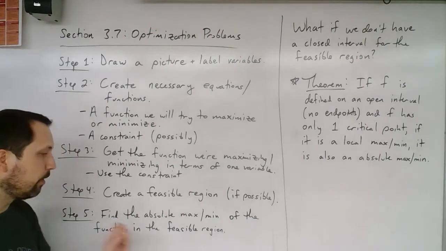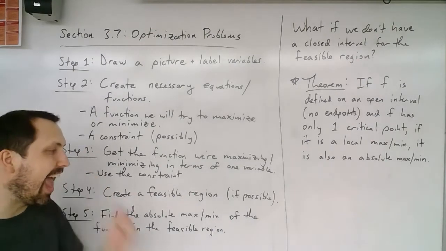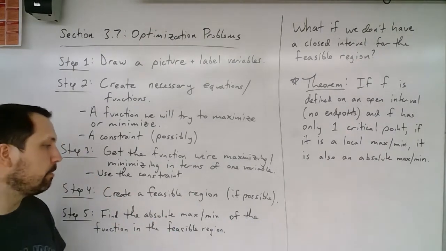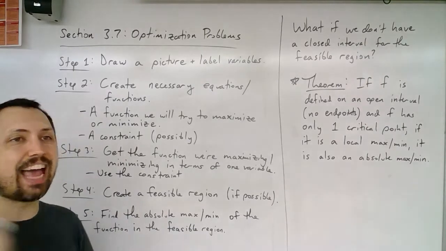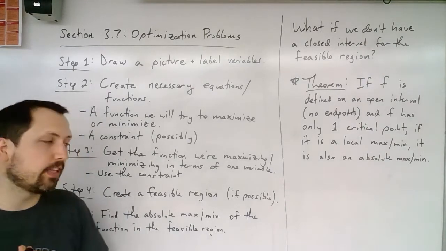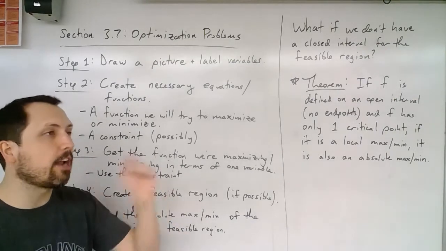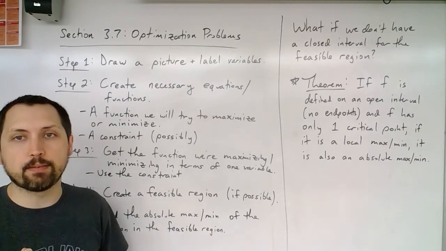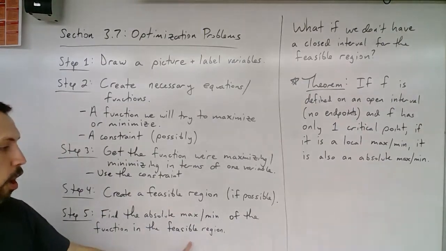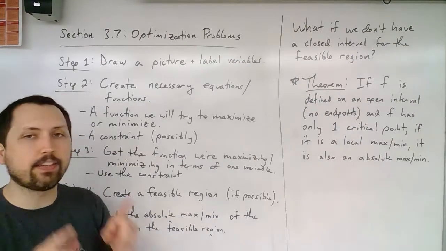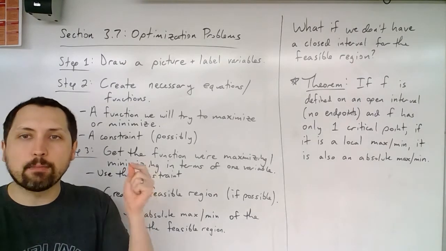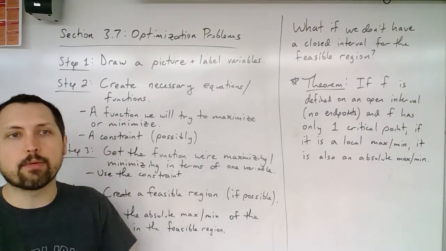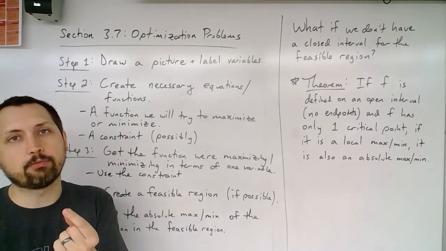Then the last step that we're going to try to do is find the absolute maximum or the absolute minimum of the function in the feasible region. This is going to look exactly like what we did earlier with derivatives, looking for how you find the absolute max or the absolute min. Now, we always did this in the context of having a closed region, right? So we would always have endpoints that we would include, and we would always include critical values within that region.